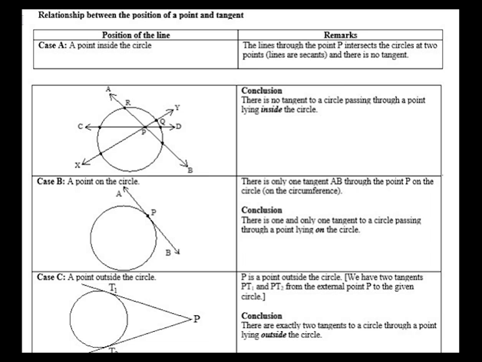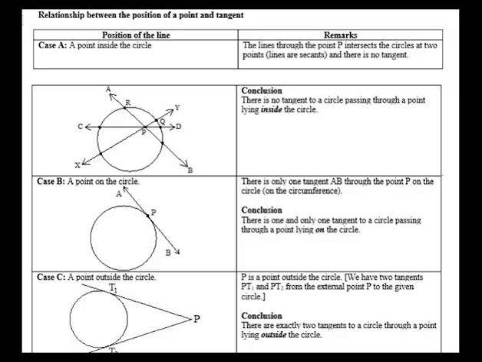Suppose a point lies on the circle. There is only one tangent AB through the point P on the circle. Thus, we can conclude that there is one and only one tangent to a circle passing through a point lying on the circle.